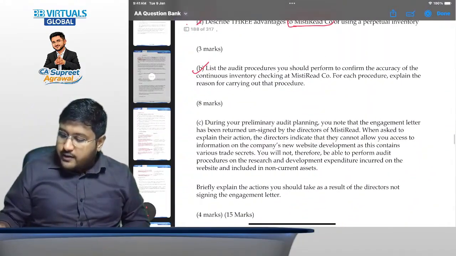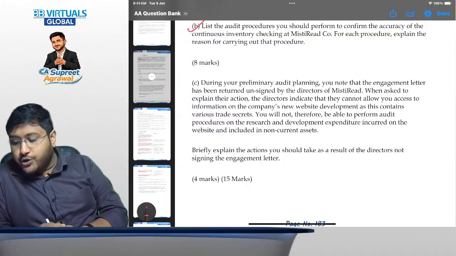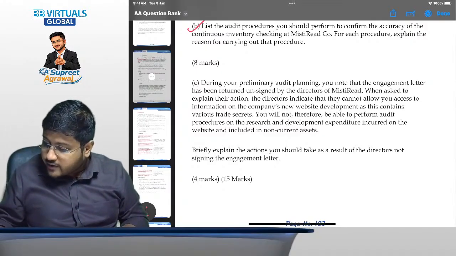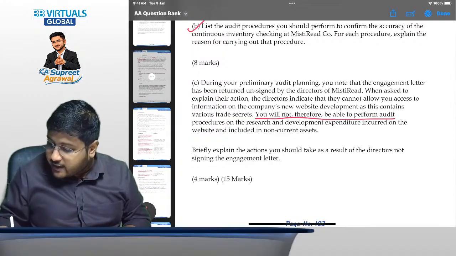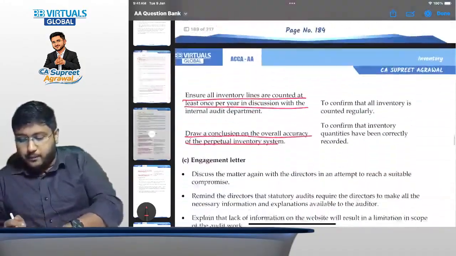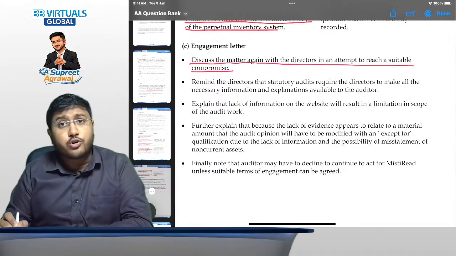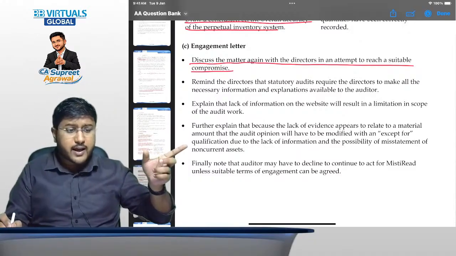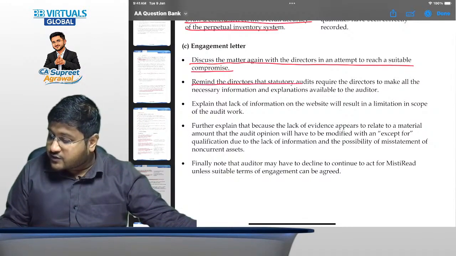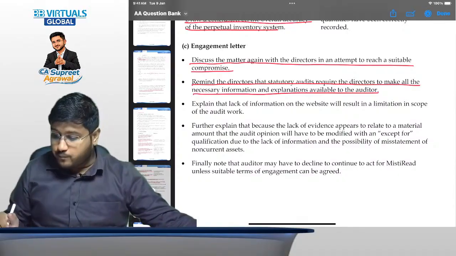Now the third question. During your preliminary audit planning, you know that the engagement letter has been returned unsigned by the directors, and you have also learned that you will not be able to perform any audit procedures for the research and development cost. So what would be the effect? Discuss the matter again with the directors in an attempt to reach a suitable compromise. Understand their reasons also, just as in the case of the management representation letter that we have discussed. Remind the directors that statutory audits require directors to make all the necessary information and explanations available to the auditor, otherwise the report could be modified.